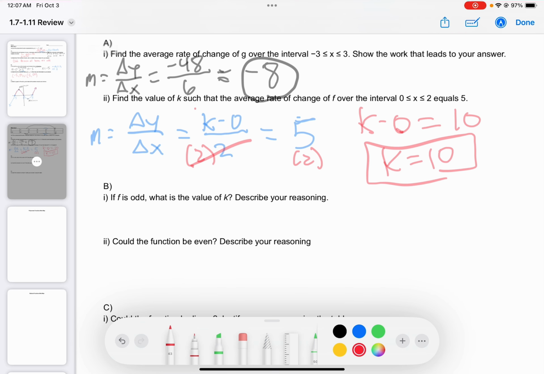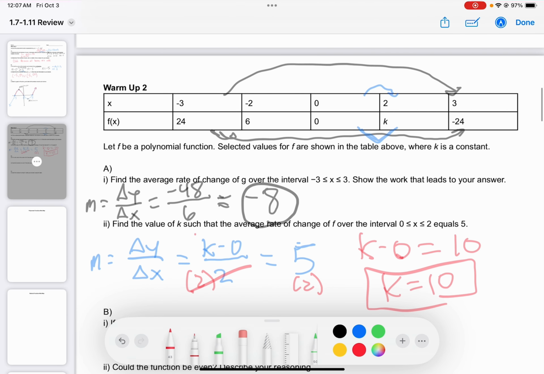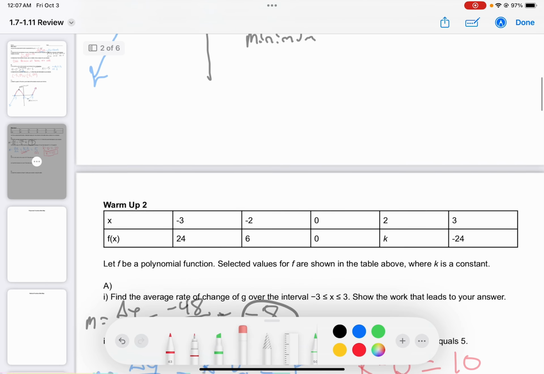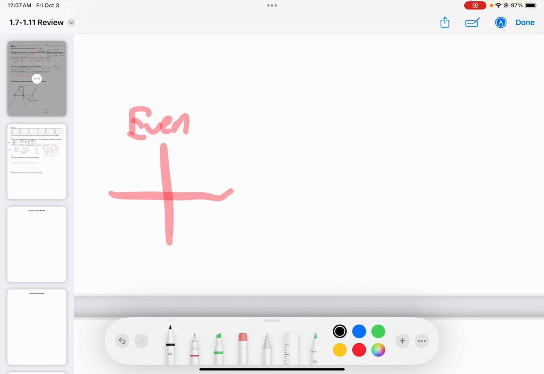All right. If f is odd, what is the value of k? Describe your reasoning. Well, let's peek at this table. I think, again, I don't think I taught even and odd functions that well. So let me just sketch something real quick. An even function, all right, even, it's going to reflect perfectly over the y-axis. So it might look something like this. Right? That's an even function. It looks the same on both sides of this. Right? It could look something like, I don't know, this.